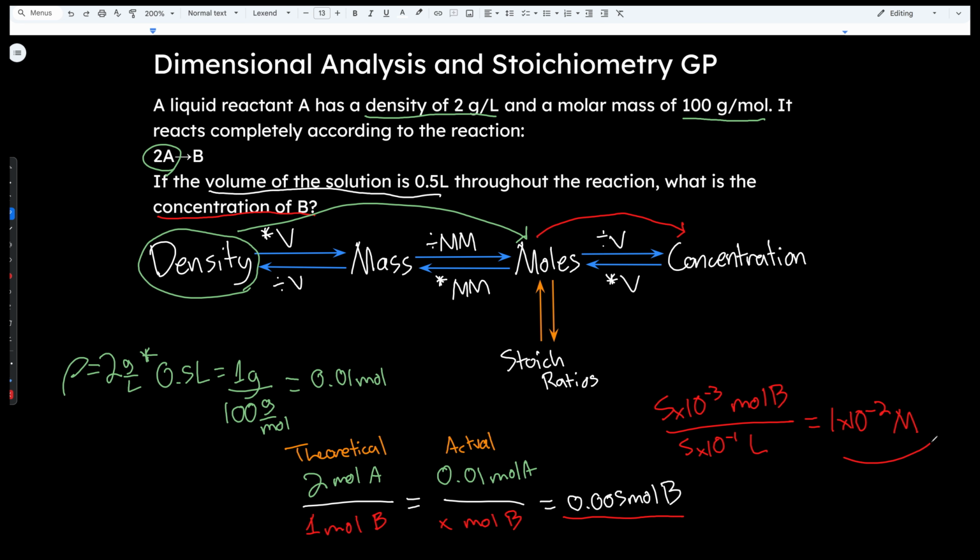That's our concentration, and that is our answer. Right, so basically, you can travel freely left and right as long as you're within the same species. If you need to convert a reactant to a product, or one reactant to another product to figure out some other value, you have to go through the stoichiometric ratio. So this really shouldn't be that bad. We're going to do one more example problem with this.